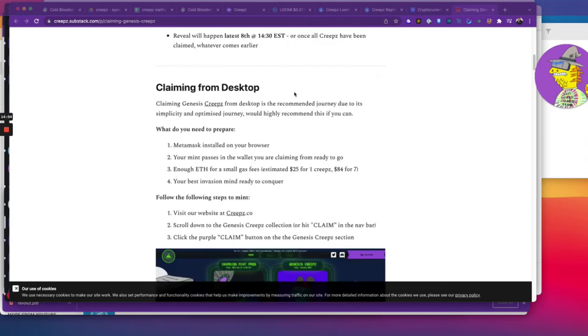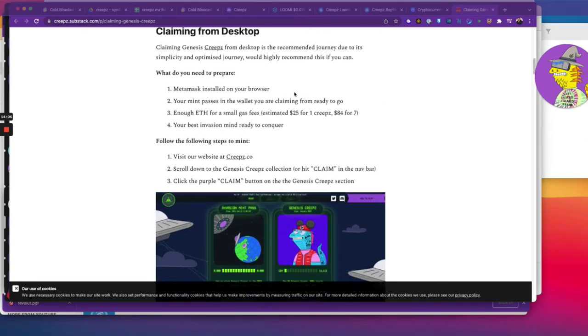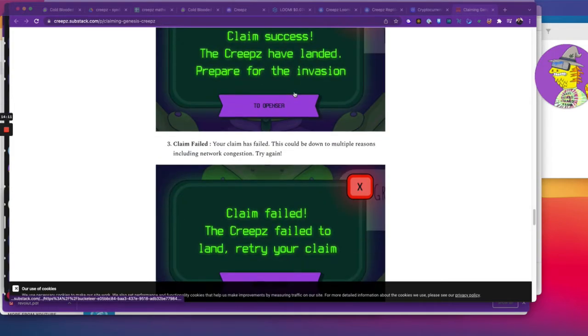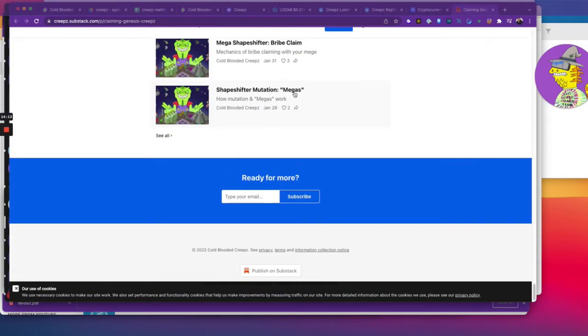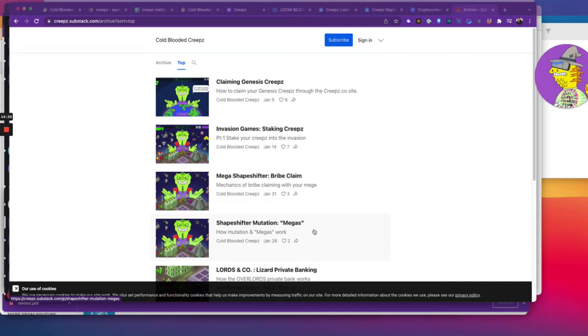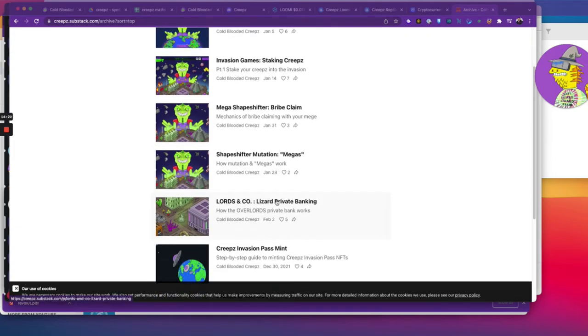So essentially they're saying claiming from desktop. It shows you how to claim, and then claim failed. Shapeshifters, mega shapeshifters, invasion game. Okay, see all. Lord and Co. There you go. These are private banking.